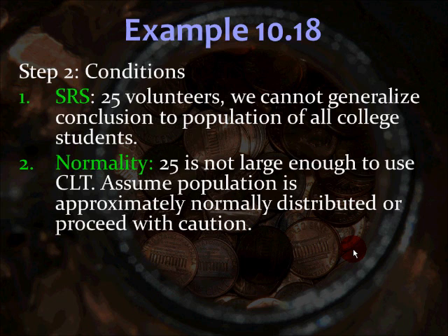So we're going to have to either assume the population is approximately normally distributed, or we're going to have to proceed with caution. And again, as a piece of advice, if you get a question that's not necessarily asking specifically about conditions, make some assumptions or state you're going to proceed with caution and continue to solve the problem.